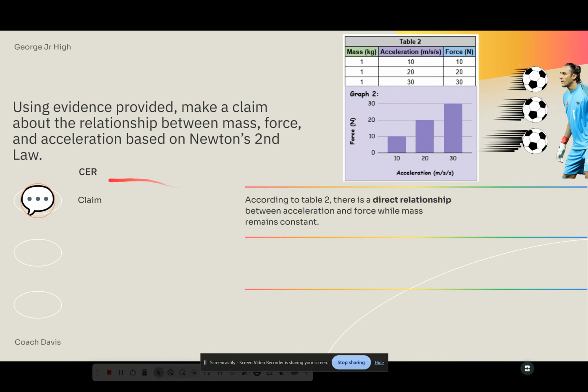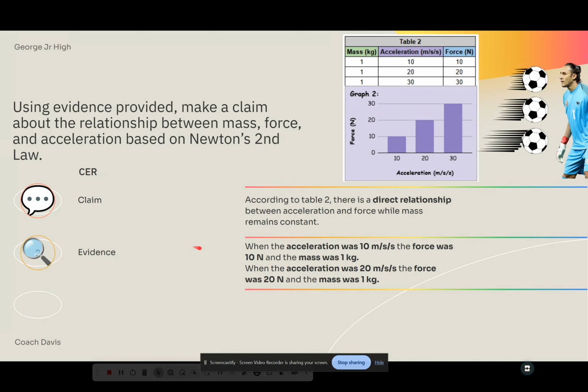So we answered the question, but we need some evidence to back that up. So evidence, we need two pieces of evidence. So let's just grab, say right here, and why not the one directly below it. Let's describe this set of data, and then we'll explain this set of data. So when the acceleration was 10 meters per second, units matter, the force was 10 newtons when the mass was 1 kilogram. So I've described this data set.